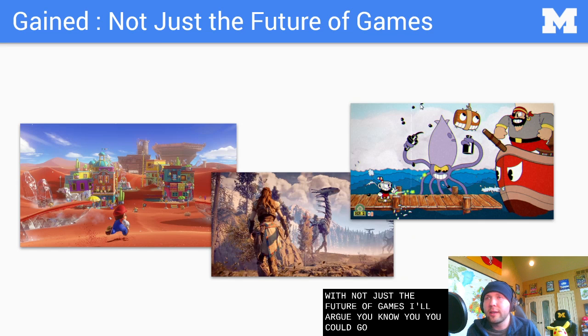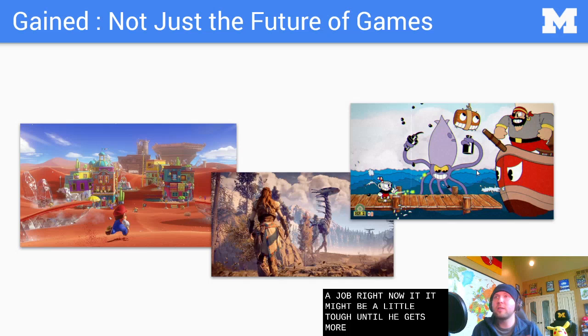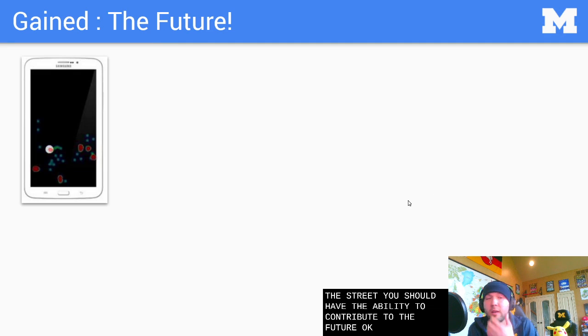you could go and get a AAA job right now. It might be a little bit tough until you get some more experience, until you've worked at a AA or a startup for a little while. But we've had students go and do that. So you don't only have the ability to contribute to the future of the games industry. You should have the ability to contribute to the future, okay?